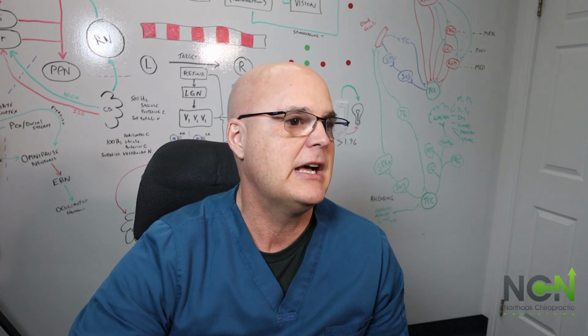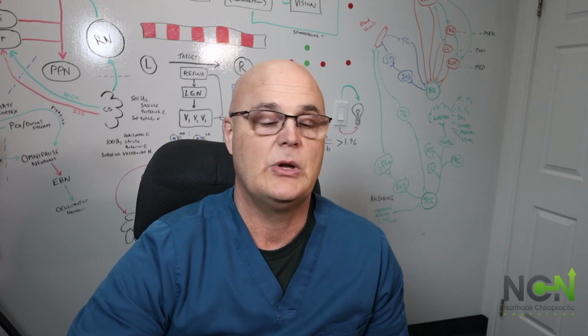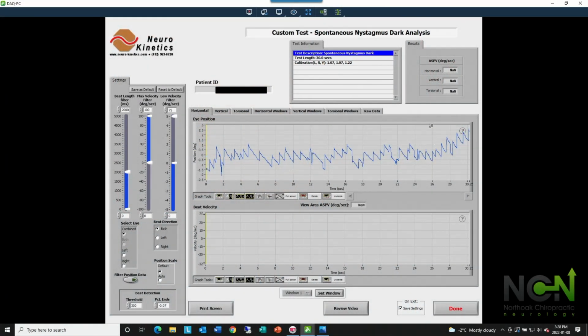So when we did our analysis with him, I'll just show it to you. One of the things we did in his workup is we put him on the VNG, which is measuring eye movements. We use volitional eye movements and reflexive eye movements to look at different areas of brain function.